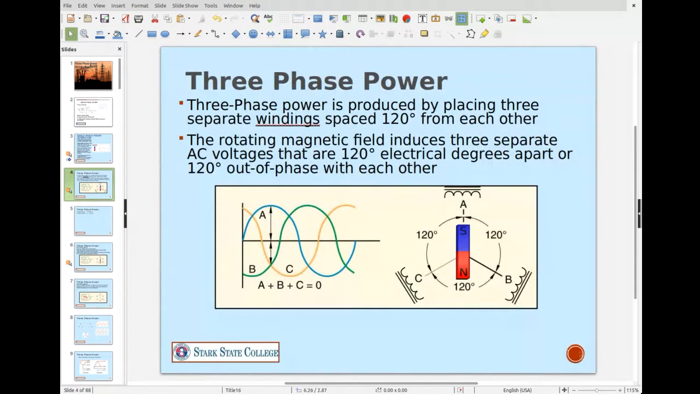Now here is showing three-phase, and a lot better drawing than I had earlier. Here we have these three phases, and they are 120 degrees apart, so that they are perfectly matched around the circle. We have a circle that's 360 degrees, so we space these 120 degrees apart, so each one of them has equal spacing.